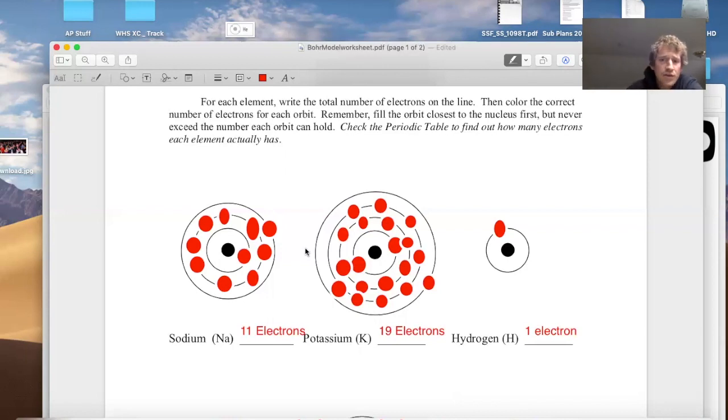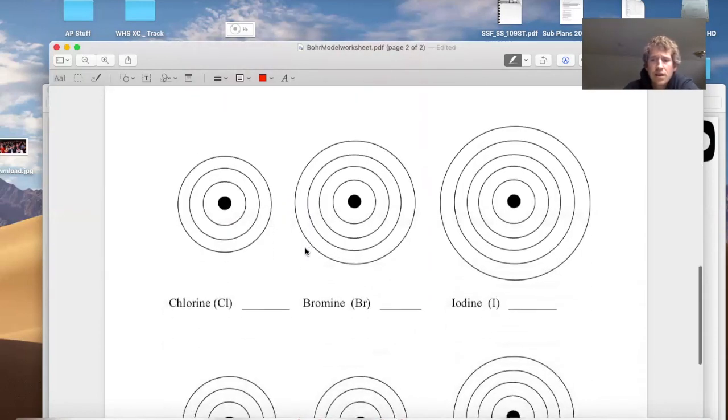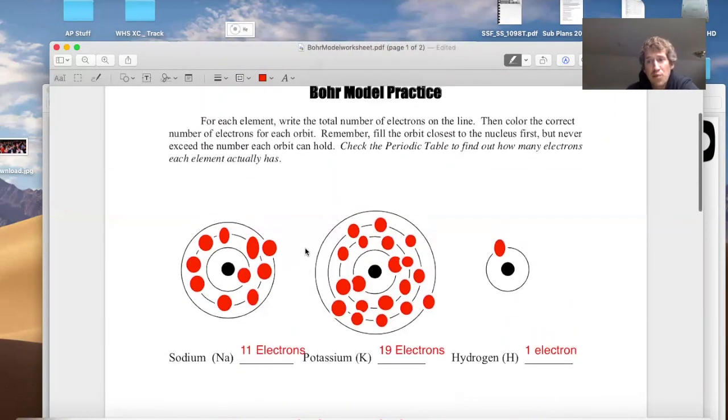Now, you have a few more to do. I'm going to let you do these on your own. You can do it this way, or you can print it out and take a picture of it and pass it in. I find it's easier if you print it out and just draw the circles on it, because doing it this way is a little tedious, and that's how you create the Bohr model.